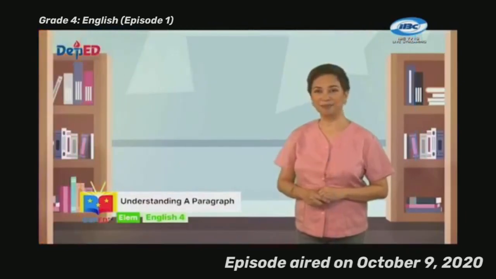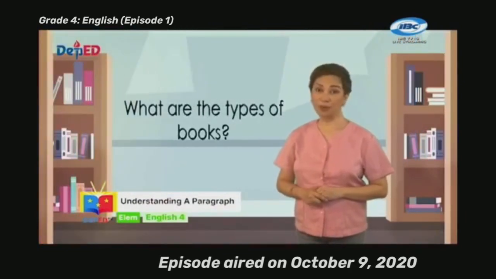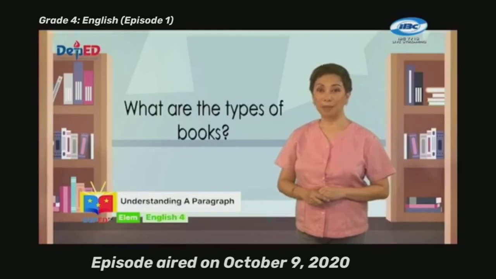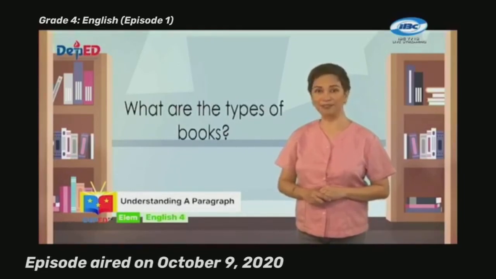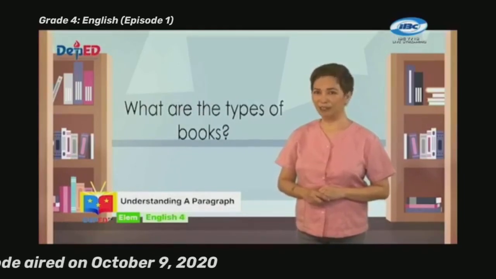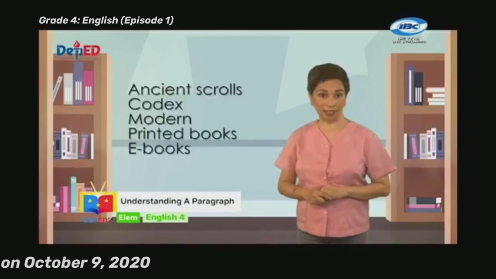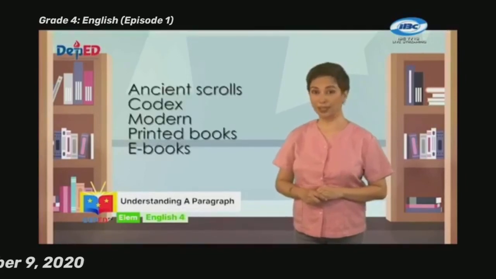Next question. What are the types of books? Based from the second paragraph, there have been various types of books like ancient scrolls, codex, modern printed books, and electronic books or e-books.